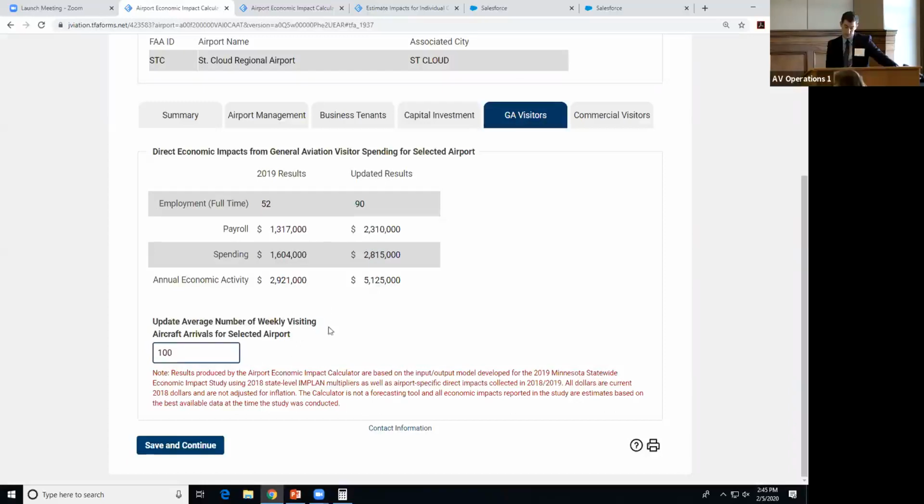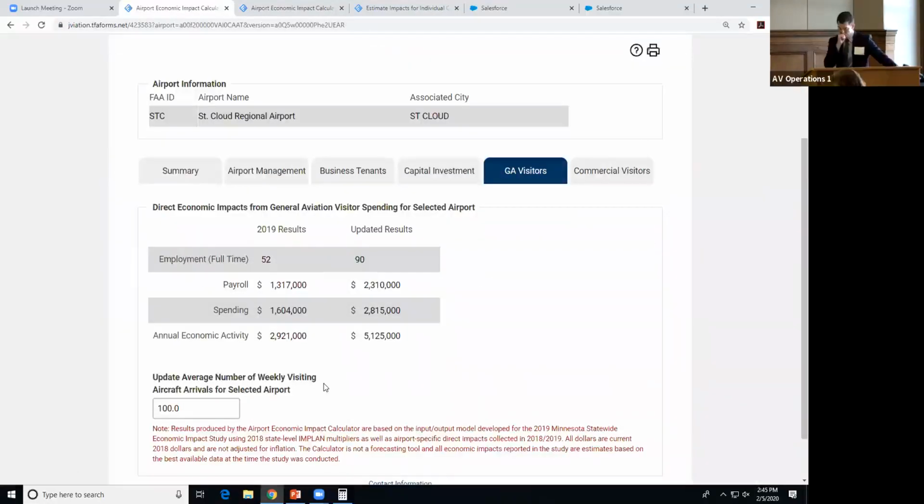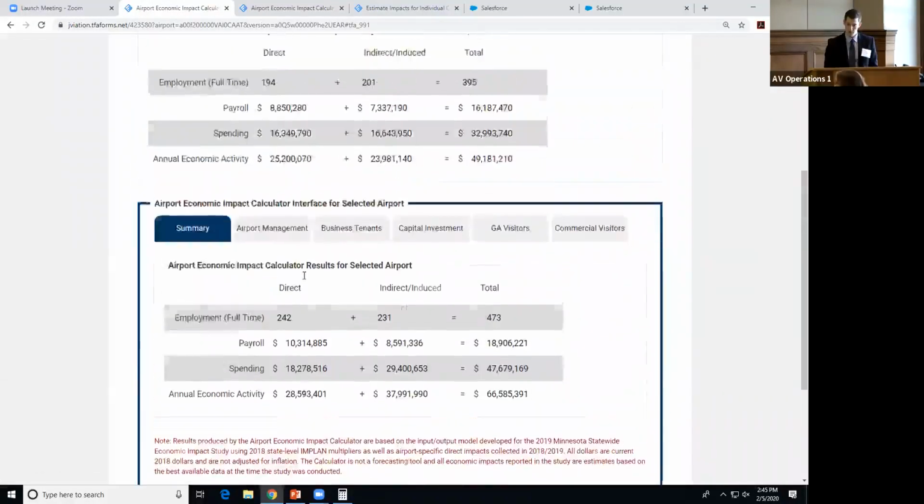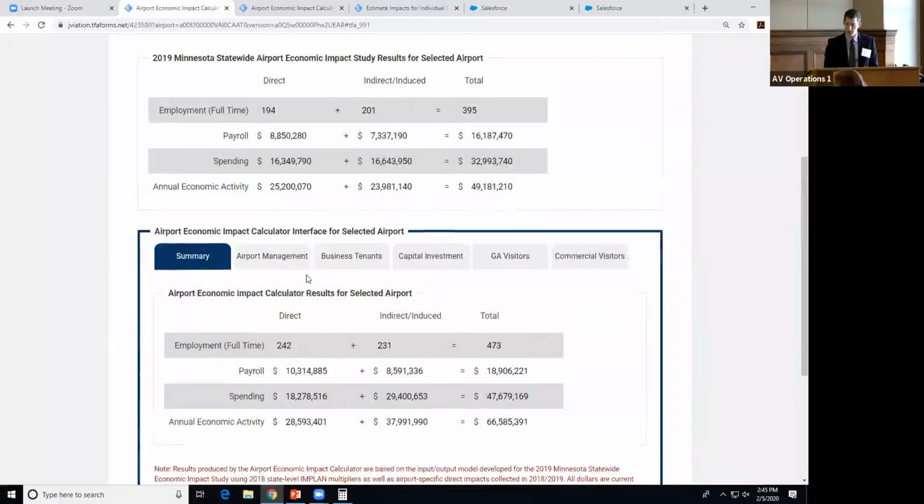They've got big things. Things double roughly proportionate because we're using the same underlying assumptions. Now we have 90 direct jobs in the general aviation visitor spend category. Again, we'll click Save and Continue, and we can go back to the summary. See the cumulative change that we have implemented. Again, we started at 395 and 49.2, and we're at 473 and the 66.5 million. So these changes are starting to add up.